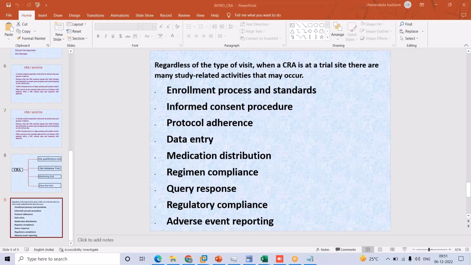They will also check regulatory compliance. So they check protocol compliance, they also check regulatory compliance, and they also check medication compliance, regimen compliance. So are the necessary legal and regulatory documents completed accurately and filed?